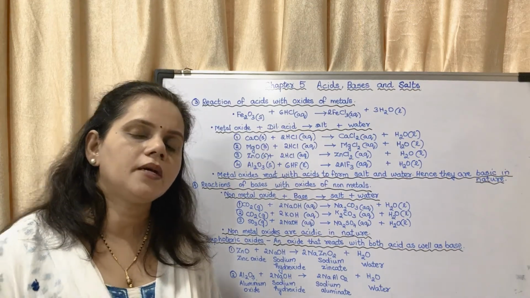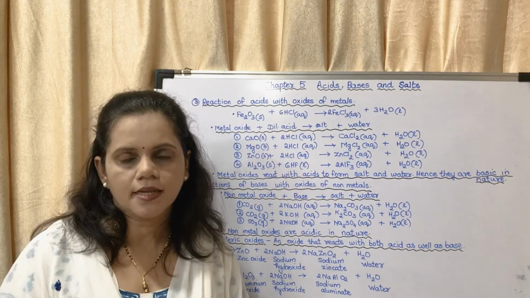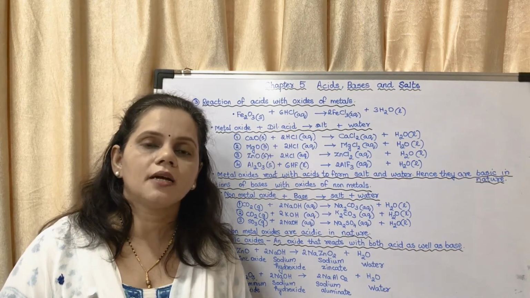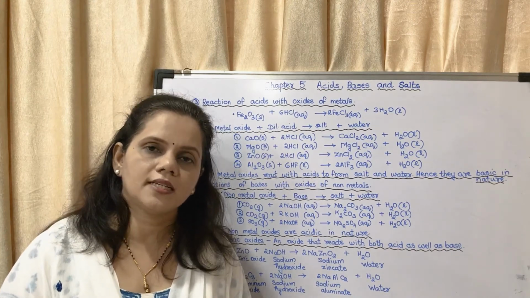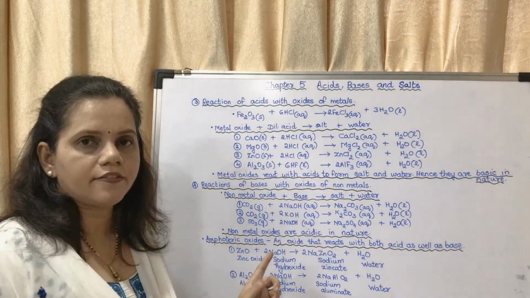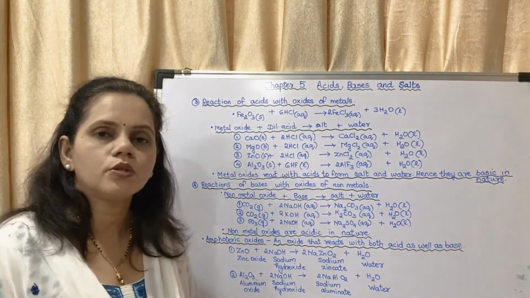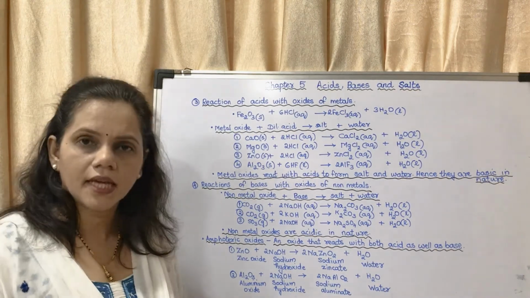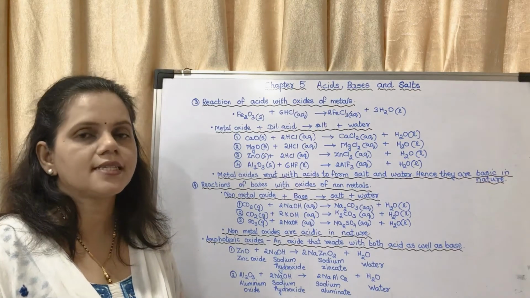Now there are some compounds which can react with both acids and bases. Some oxides can react with both acids and bases. Such oxides are called amphoteric oxides. I have written the definition. Amphoteric oxide: an oxide that reacts with both acid as well as bases. They are called amphoteric oxides.